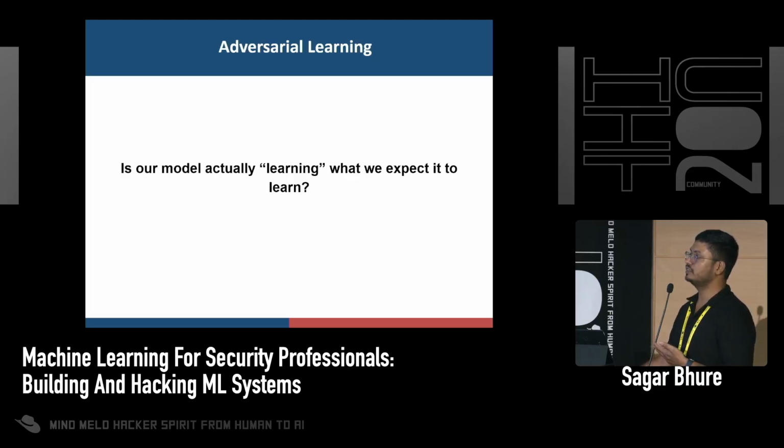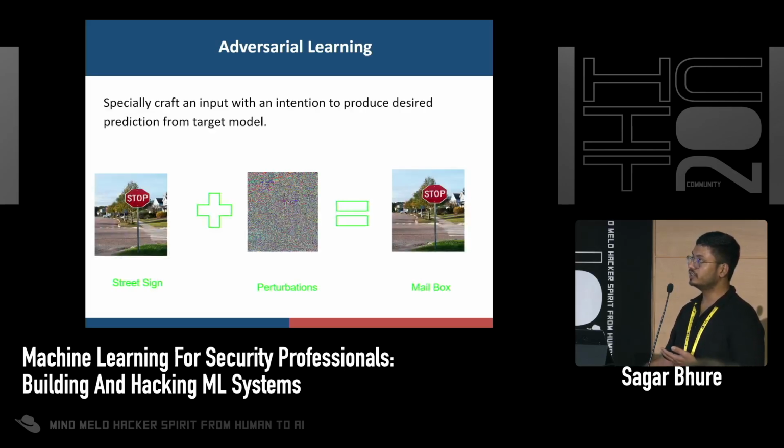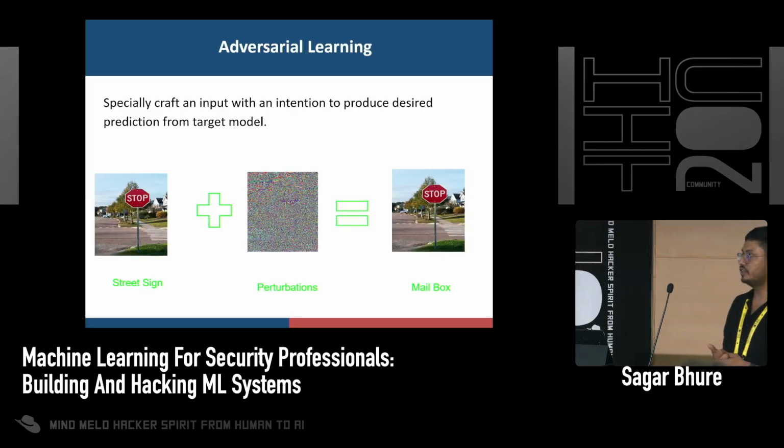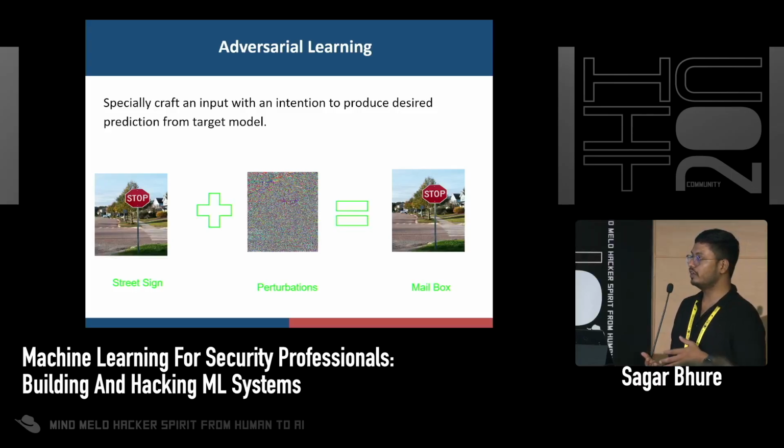Okay, adversarial attack: is your model actually learning what we expect it to learn, or is it learning something that a hacker wants it to learn? This is the next demo which we are going to do. You have a stop sign, you add some perturbations, and then it gets predicted as a mailbox. There are algorithms based on research papers that generate perturbations in such a way that to the bare eye it still looks like a stop sign, but when you feed it into the same machine learning model, it will predict it as a mailbox or 120 kilometers per hour.